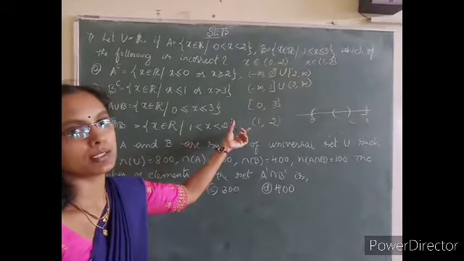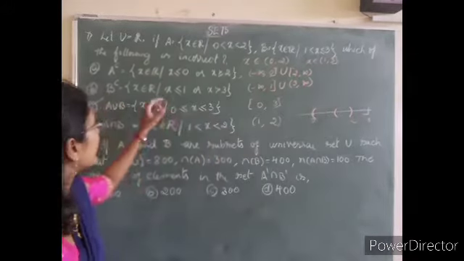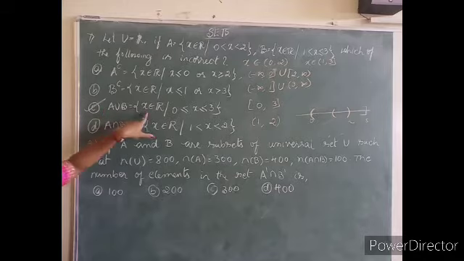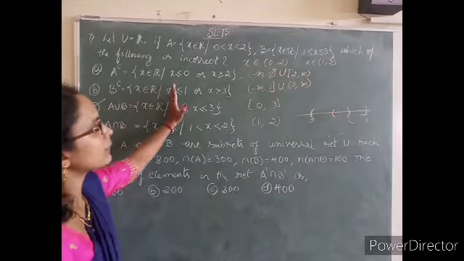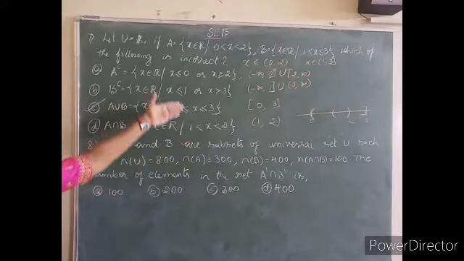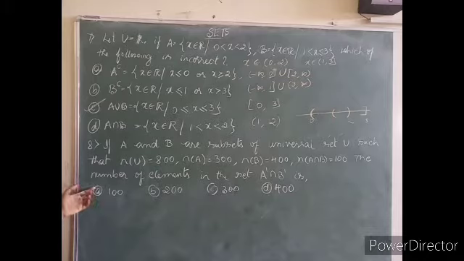Therefore this is the correct one. Therefore the incorrect statement out of 4 is this one, A union B is this. So convert set builder form to interval form, that will be easier. Here also you can identify. Next we move to the next problem.